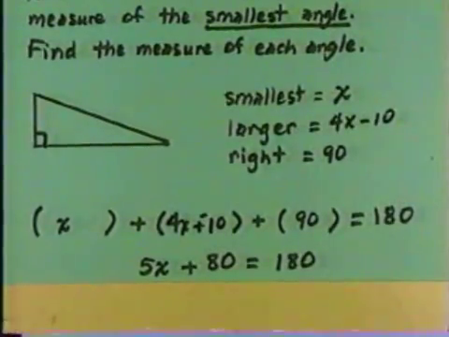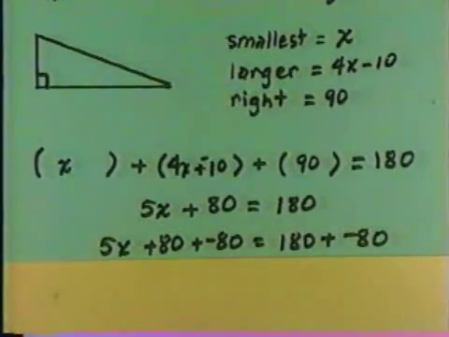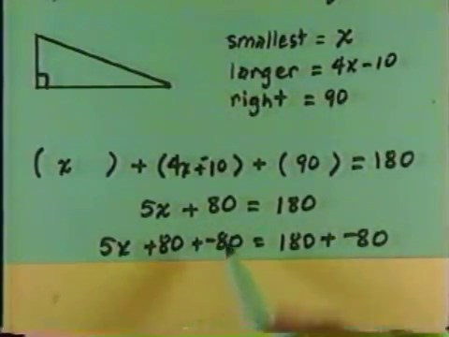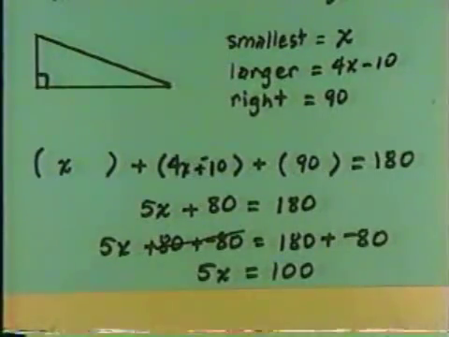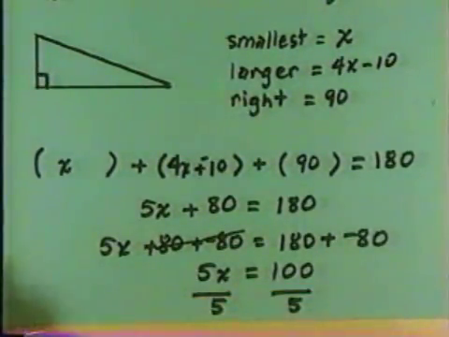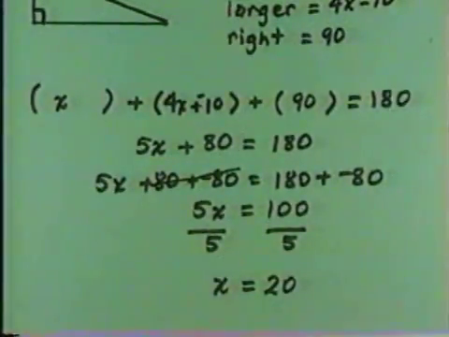We then add negative 80 to both sides. 5x plus 80 plus negative 80 is equal to 180 plus negative 80. On the left-hand side, the 80 plus negative 80 cancels. That leaves us 5x. On the right-hand side, we get 100. So 5x is equal to 100. Then we divide by 5, and that gives us x is equal to 20.